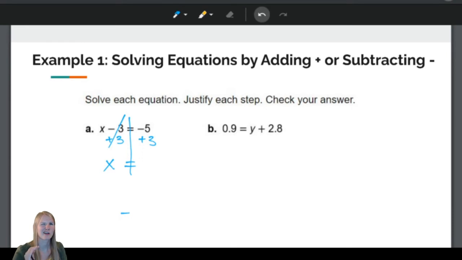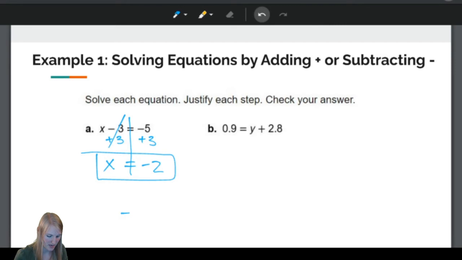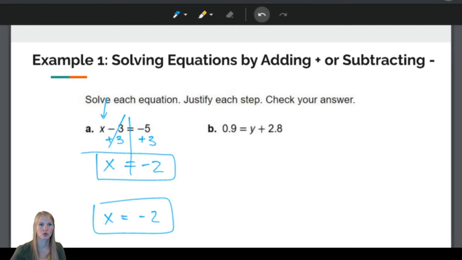Let's see, that's like 5 minus 3, which is 2, but I need a negative. Negative 2. You can also do that with your calculator. There is no shame in that. But look at that. Now I know x is equal to negative 2. And we did exactly what we wanted to. We wanted to get x by itself, and we wanted to know what number we could make x that would make this equation true.